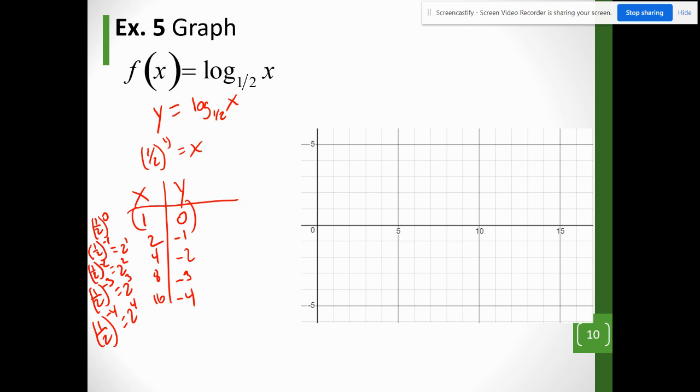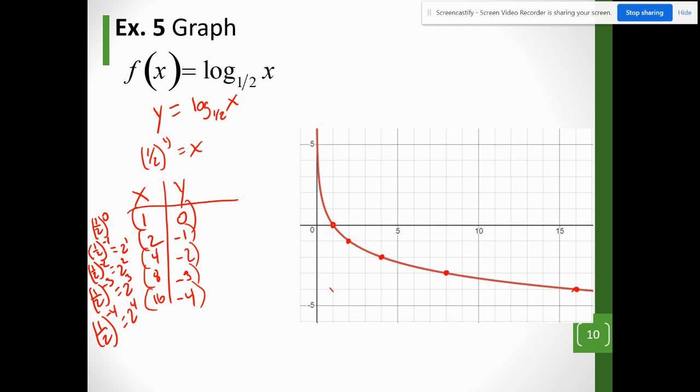So I can easily plot the point (1, 0). I can plot the point (2, -1). I can plot the point (4, -2). I can plot the point (8, -3). And in this case, I can even plot the point (16, -4). So we have a good idea how the graph looks like. Notice how now my base is less than 1, right? Still positive, so I cannot deal with negative bases. But my base is less than 1. So look, my graph is going down.